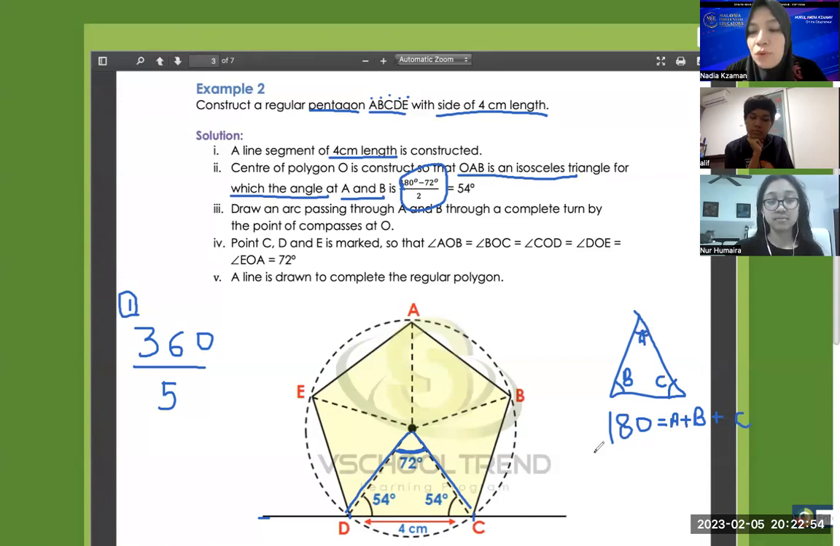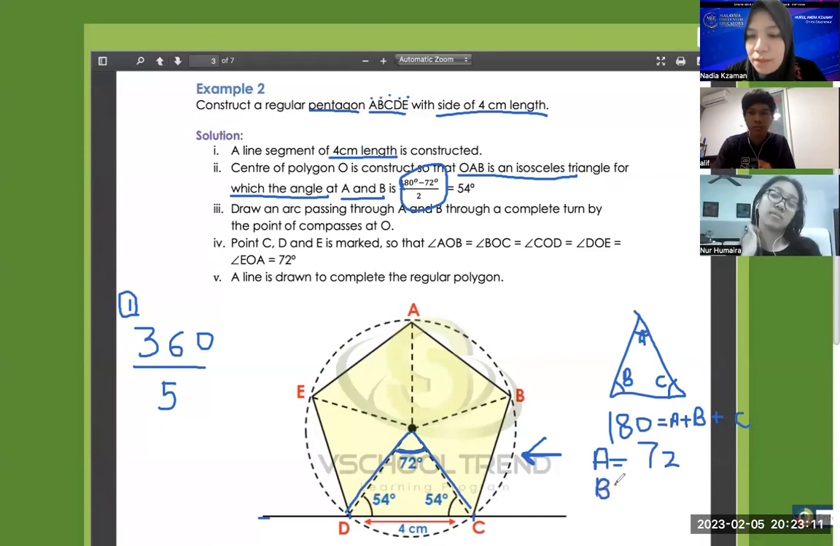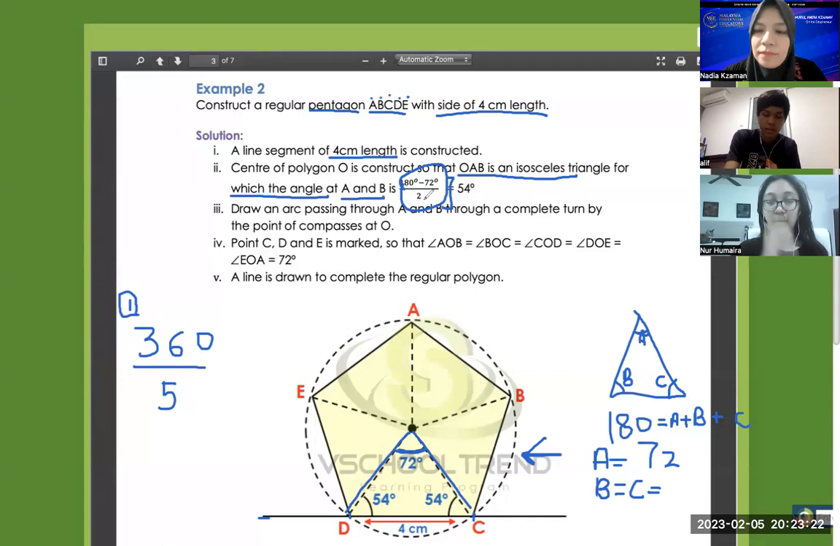Okay, that's good. So, in this diagram, what is A? 72. Yes, A is equal to 72. So, what will be B and C? B is equal to 54, and C as well. You take 180 minus 72, and divide by 2. So you get 54. Okay. Are you with me until this point?